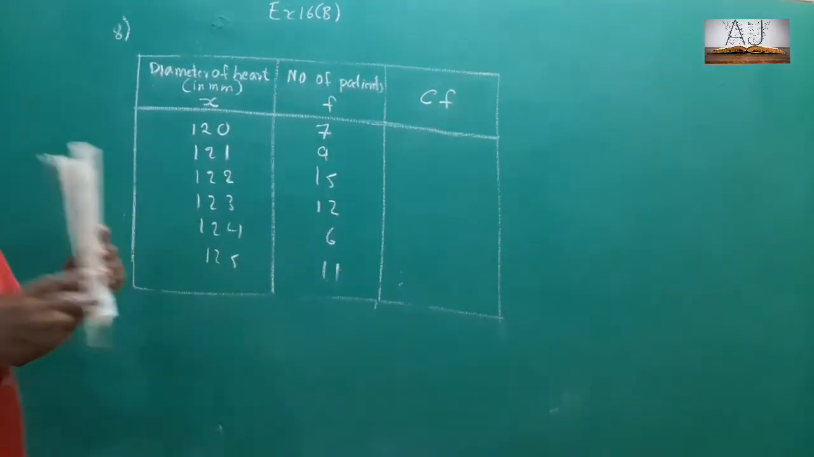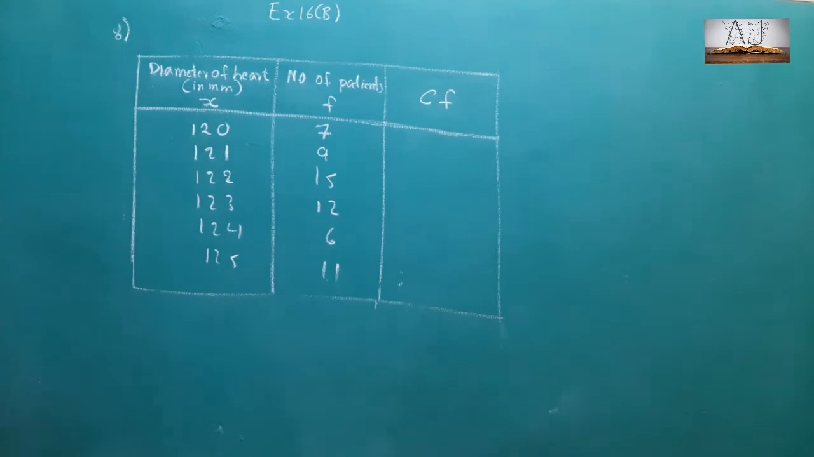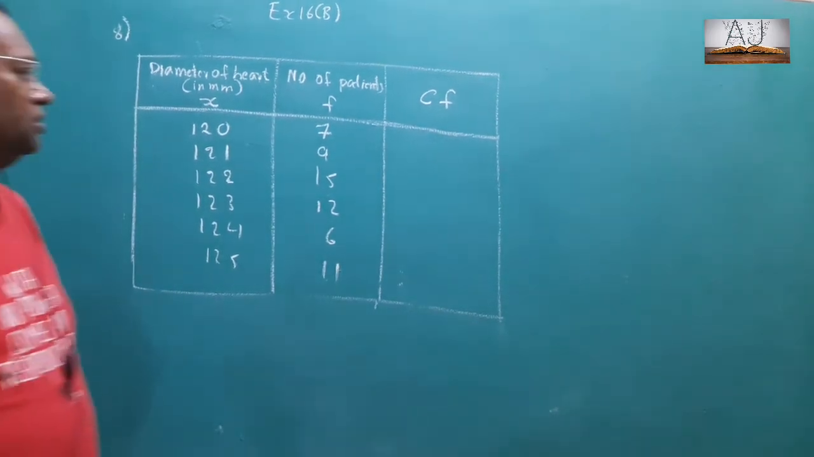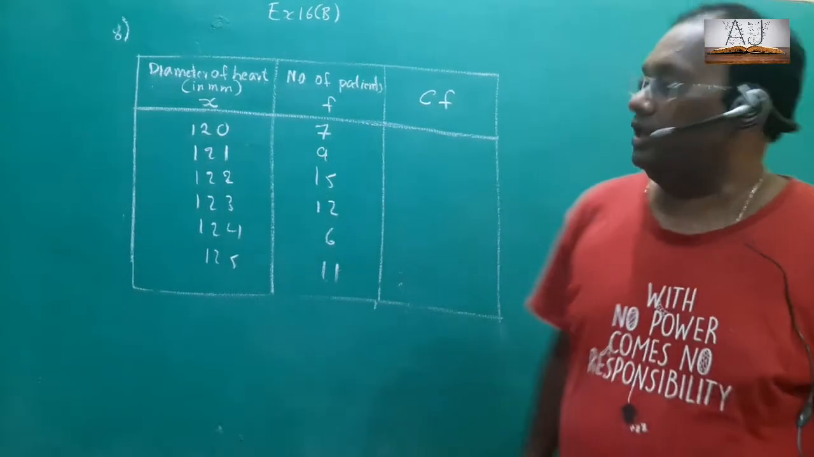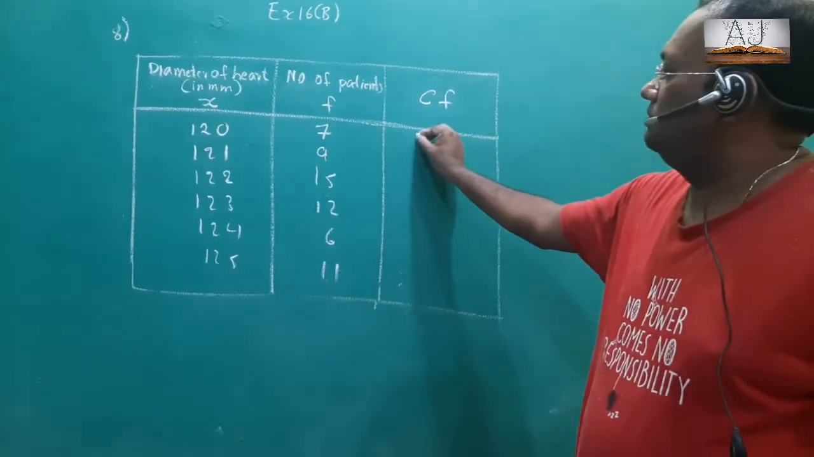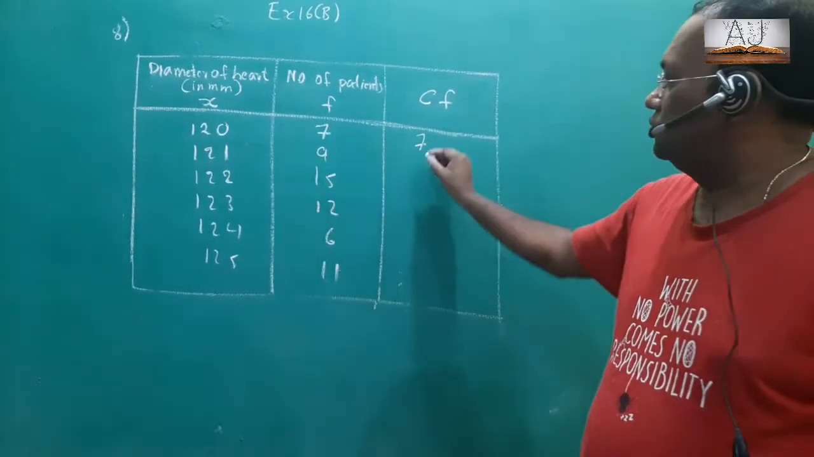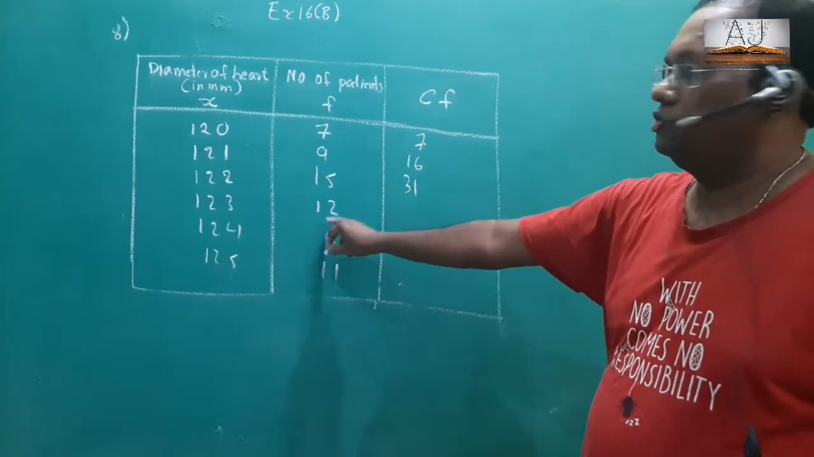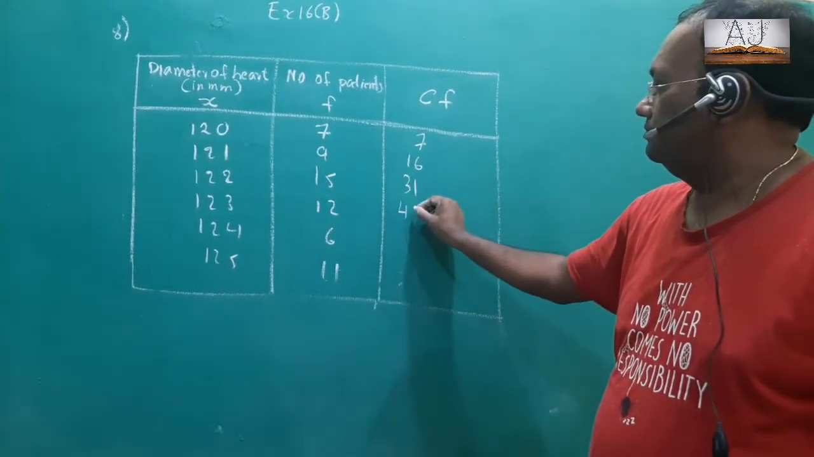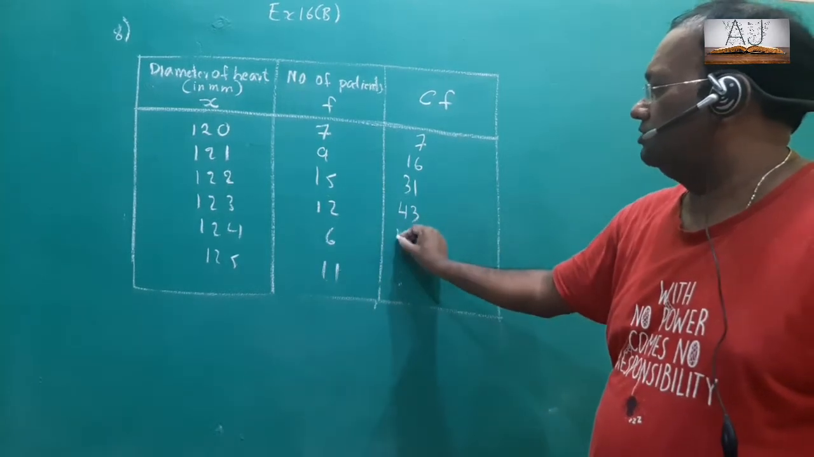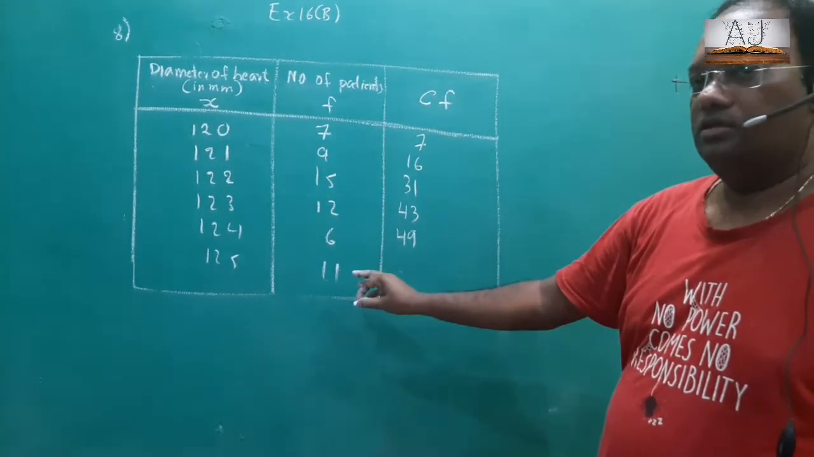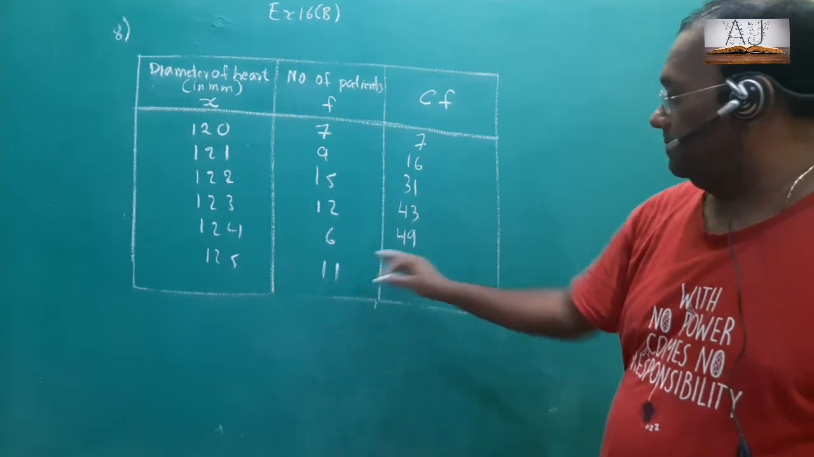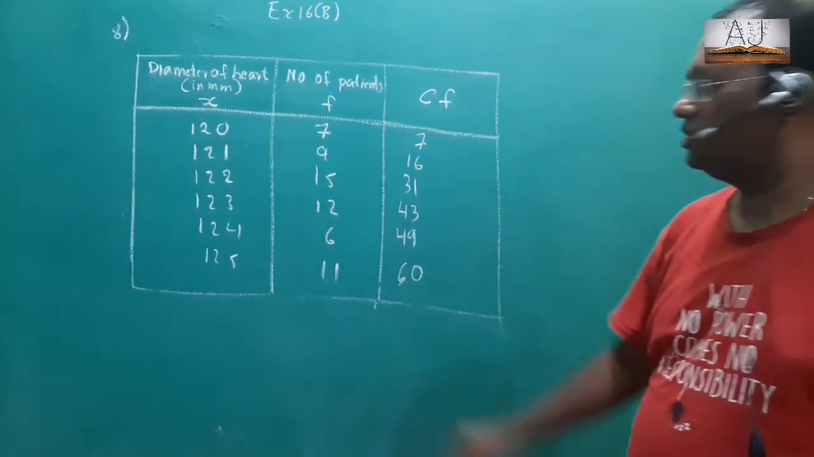Now you know what to do. We have to find the CF, the cumulative frequencies. So how do we find the CF? First one will be as it is, 7, then 9 plus 7, 16. 16 plus 15, it comes 31. 31 plus 12, so it comes 43. 43 plus 6, it comes 49. 49 plus 11, 60. So we are getting 60.